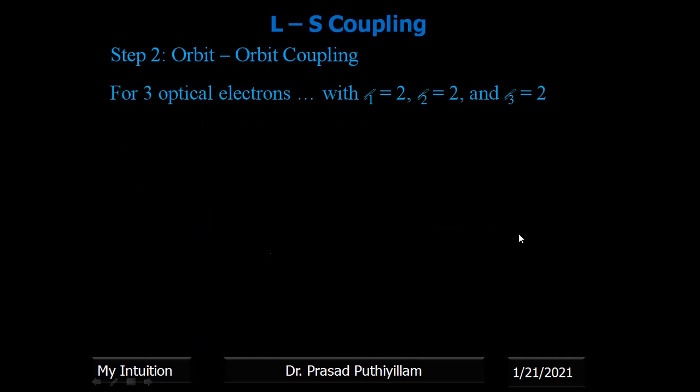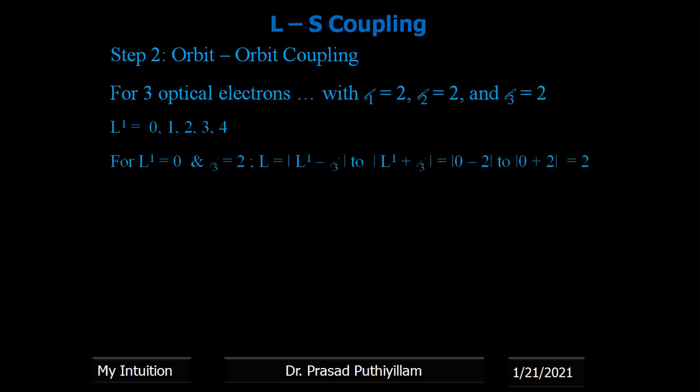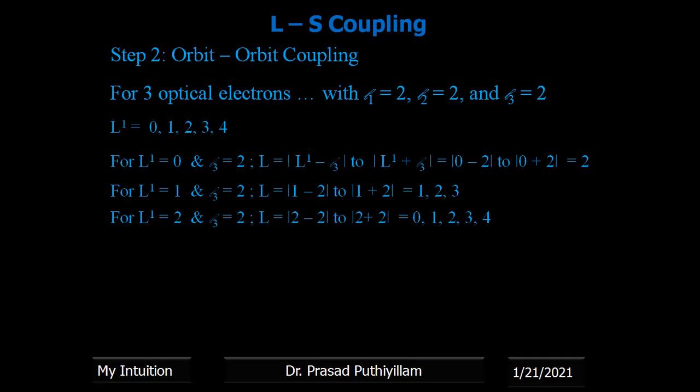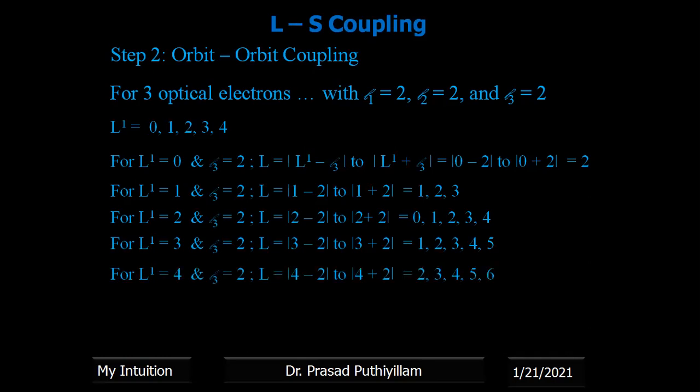Now these are the values for L dash, so it has to be coupled with L3. Therefore, if L dash is equal to 0 and L3 equal to 2, the L value will be 2. If L dash is equal to 1 and L3 is 2, then L value will be 1, 2, 3. If L dash value is 2 and L3 is 2, then L value is 0, 1, 2, 3, 4. For L dash 3 and L3 2, L values are 1, 2, 3, 4, 5. And for L dash 4 and L3 2, the capital letter L values are 2, 3, 4, 5, and 6. Therefore, the total coupled values are 0, 1, 2, 3, 4, 5, and 6.